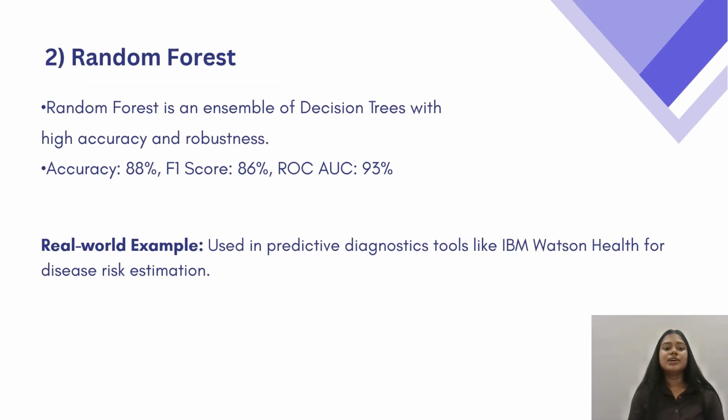Now we have the random forest model. This ensemble model of decision trees gave us the best performance, 88% accuracy and 93% ROC-AUC. And we can think of some real world examples, like platforms like IBM Watson Health, which use similar models to estimate disease risks and assist with early diagnosis.